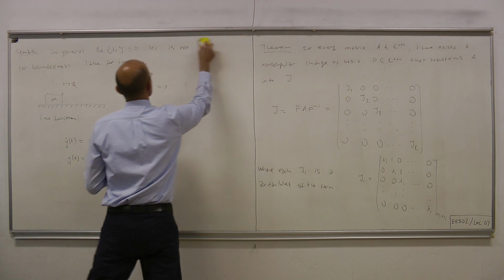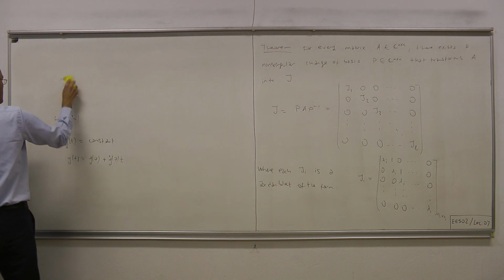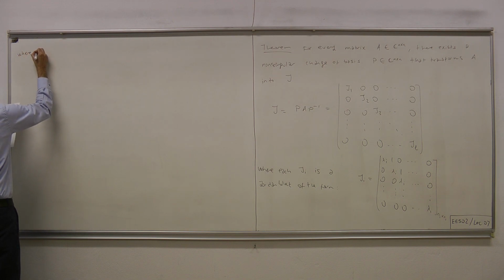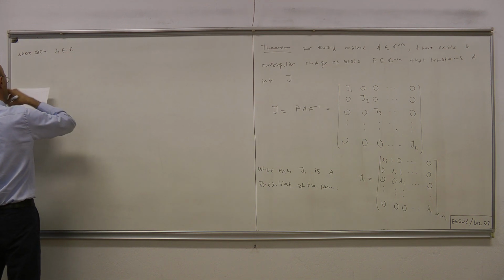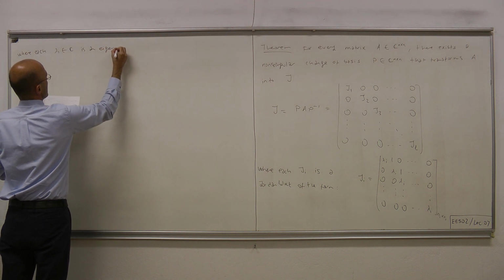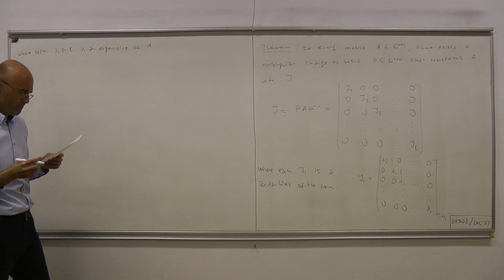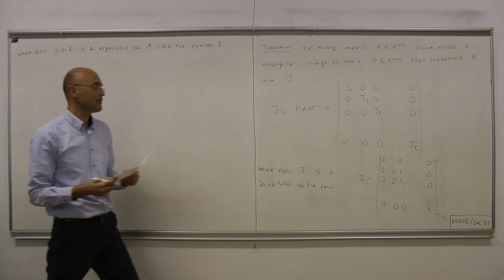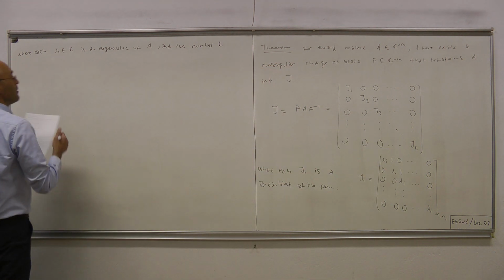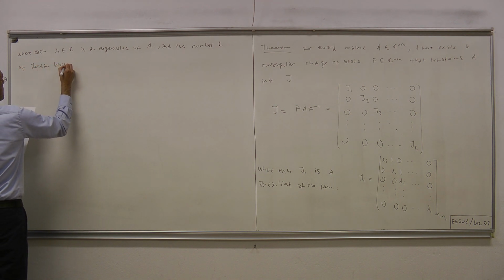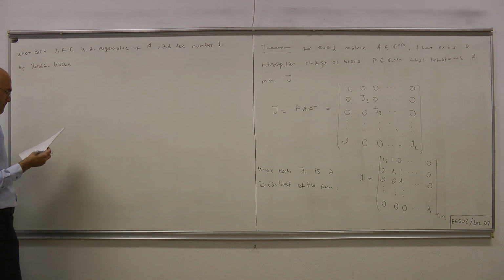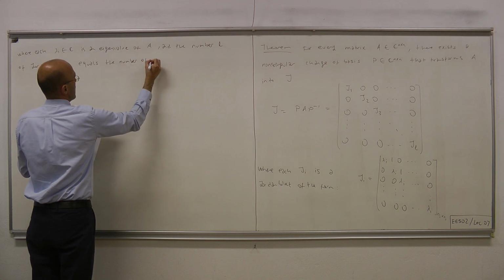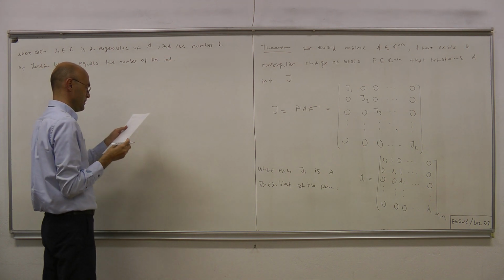Furthermore, each lambda i is an eigenvalue of the original matrix A, and the number L, or the number of Jordan blocks, is the number of independent eigenvectors of A, which equals the number of linearly independent eigenvectors.